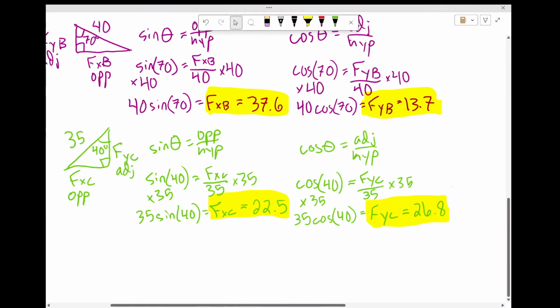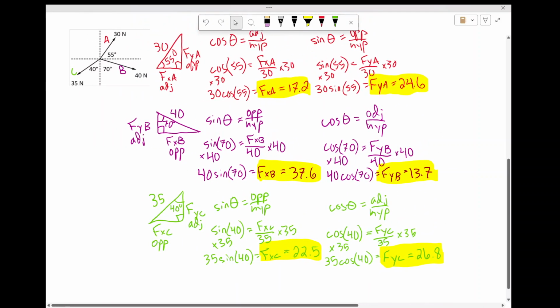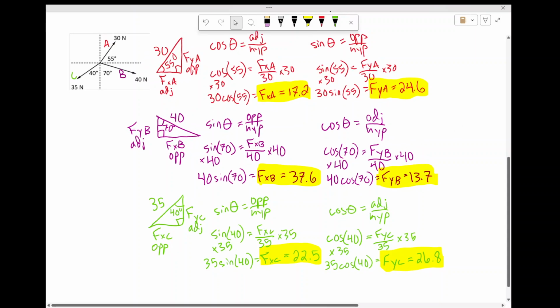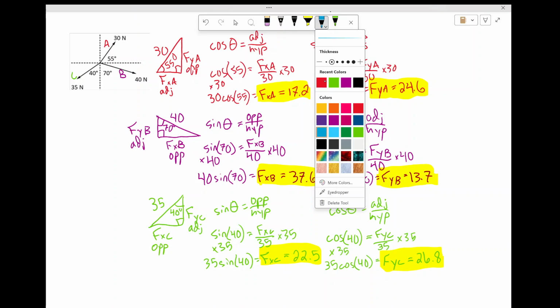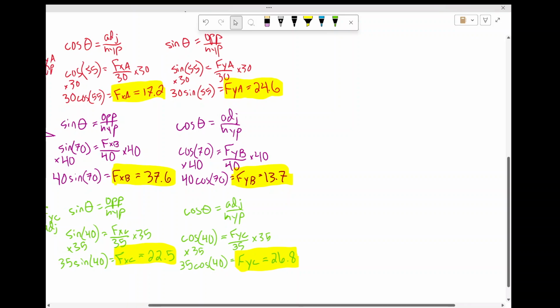So let me zoom out here so we can look at our work. Here we go. We have our x components and we have our y components. So now we're going to add them up. Let's use a different color. Let's use blue. Okay. For our x components, I'll just call it Fx, or we could call it A plus B plus C. I'm just going to choose to use x because it's a little bit shorter.